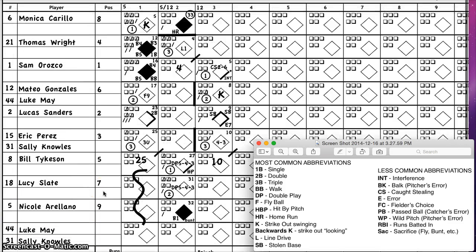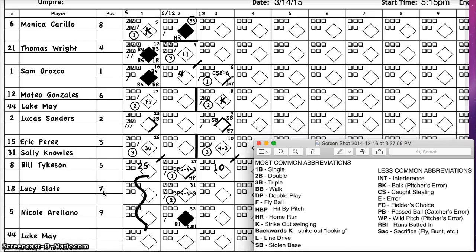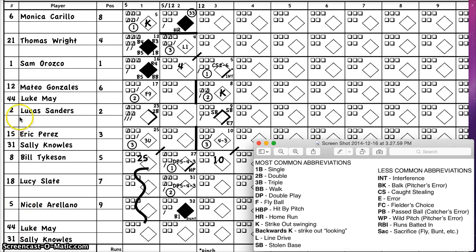Now we're substituting in those substitutes. So 44 is going in for 12. Right up here is where we're going to write that down. That's why we have these extra lines here. 44 is going in for 12, and 31 is going in for 15. And to show when in the game that happens, we draw vertical dark lines. So these vertical dark lines tell me that between the second and third inning is when this substitution happened.